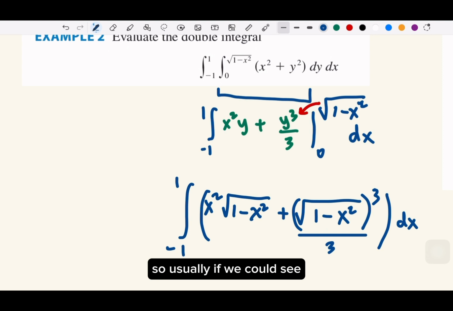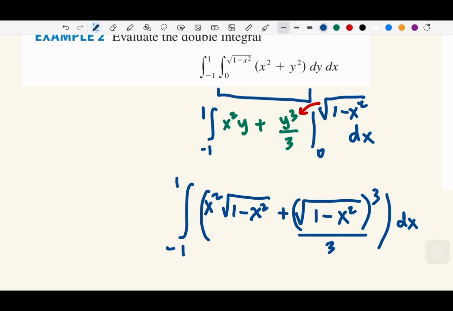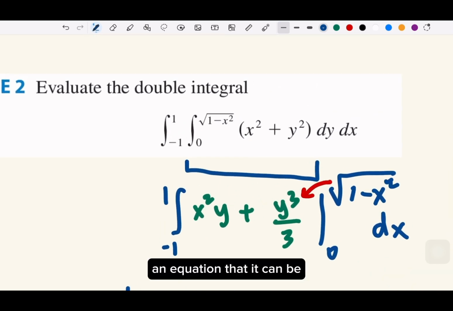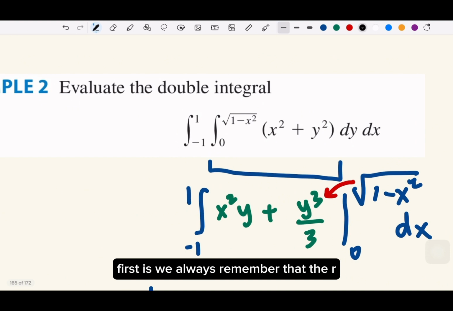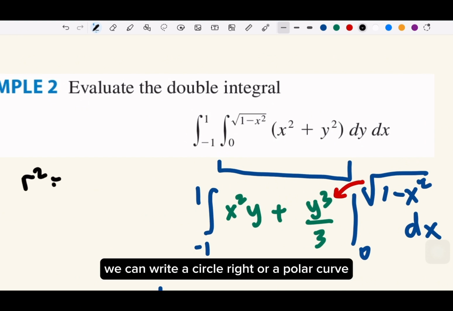So usually, whenever we see from the equation that it can be converted into polar, then we can try to convert. And how can we see the conversion? First, we always remember that the r, we can write a circle, right? Or a polar curve.